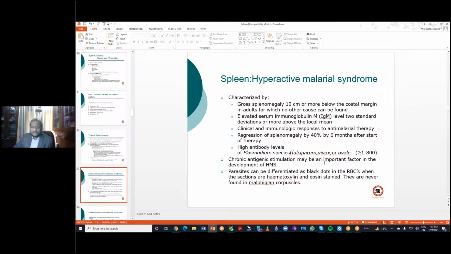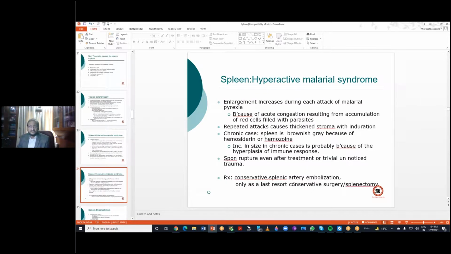Now, this occurs because of chronic antigenic stimulation that may possibly be an important part in the development of a malarial spleen. Parasites can be found inside the splenic pulp as black dots in the RBCs. When the sections are hematoxylin and eosin stained, they can be identified. But they are never found inside the Malpighian corpuscles. Remember, Malpighian corpuscles are B cell areas inside the spleen.